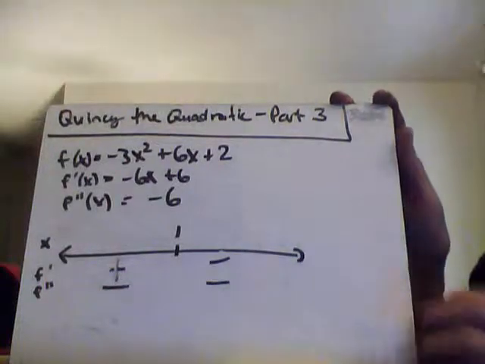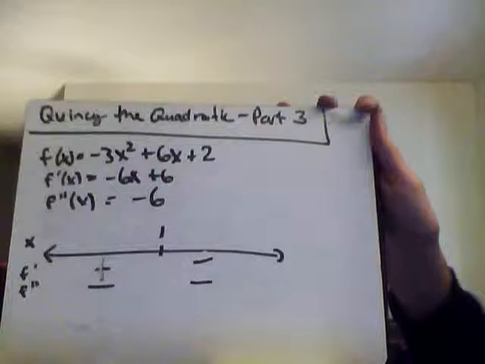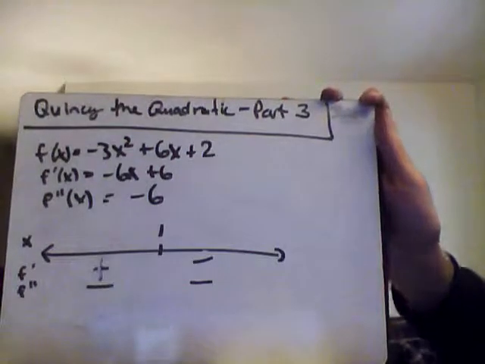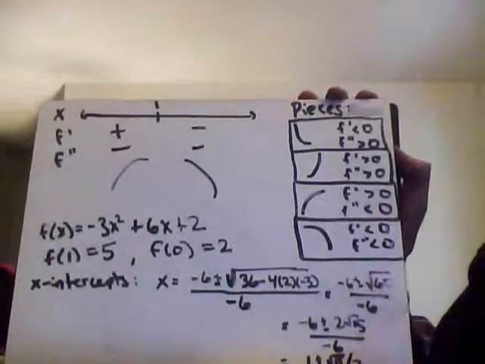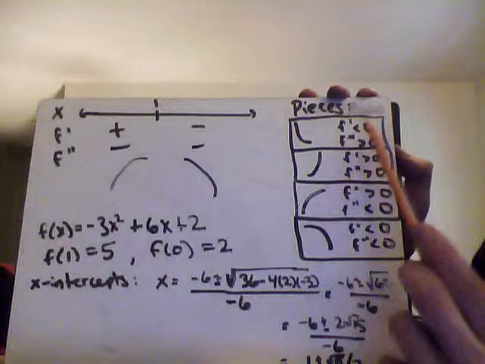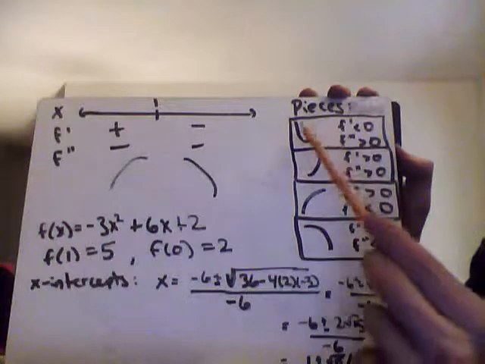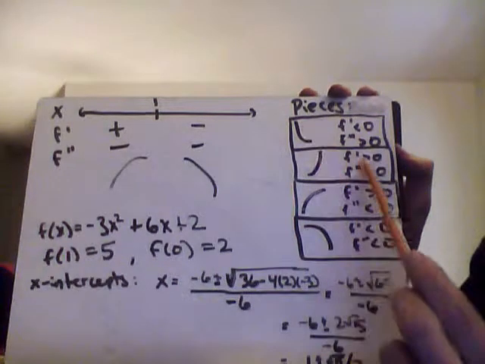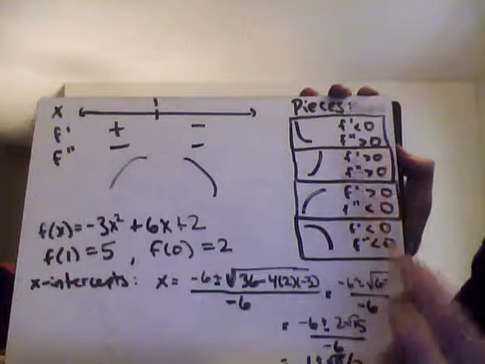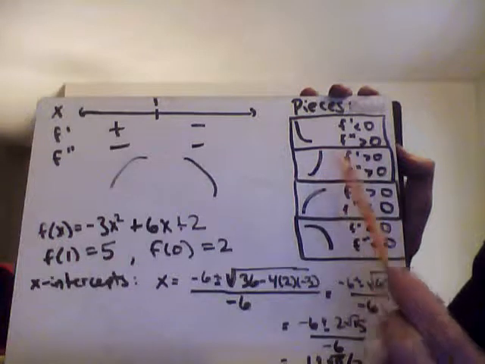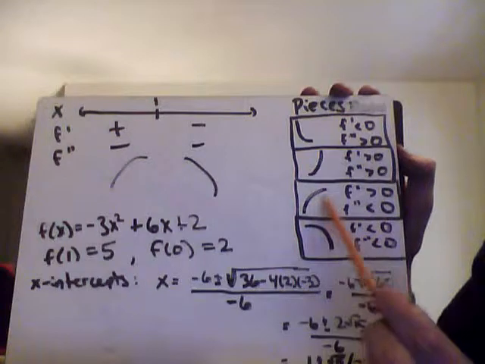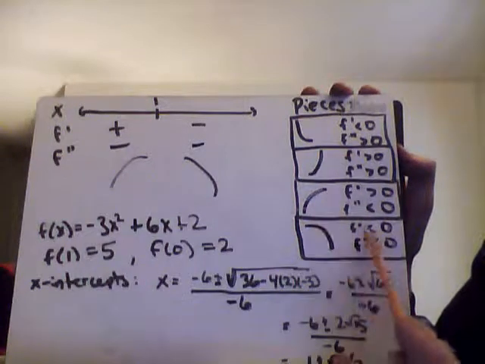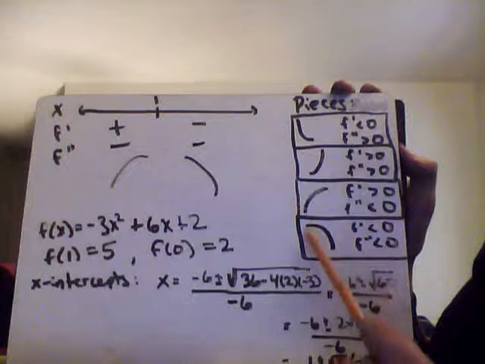Now what does all of this mean? Well, we're going to take a look at this. In the lab, we talked about what different pieces of a function look like. And there are 4 different possibilities based just on what the first and second derivatives can do. If the first derivative was negative and the second derivative was positive, we get this little piece right here. If the first derivative was positive and the second derivative was positive, we get a piece that's shooting up like this. If the first derivative was positive and the second derivative was negative, we get a concave down piece that's still increasing. And if the first derivative was negative and the second derivative was negative, we get a concave down piece that decreases.